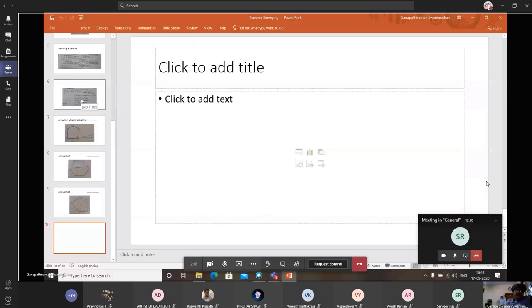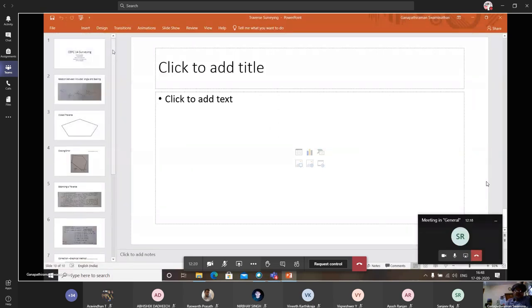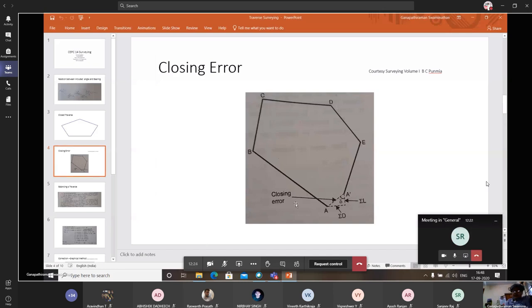Now we come to this. So this is what is called a closing error. Okay, closing error. So you start with the point A, you go to point B, C, D, E, and you have taken observation towards which point from E?